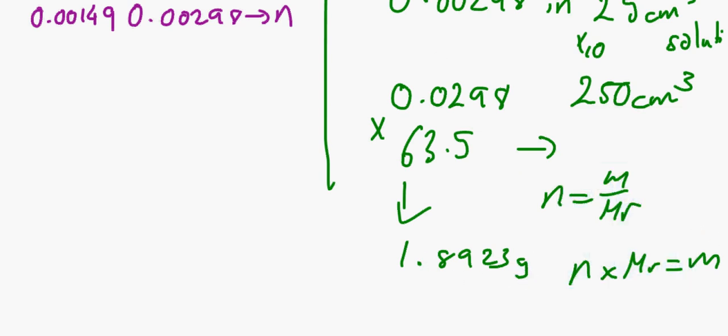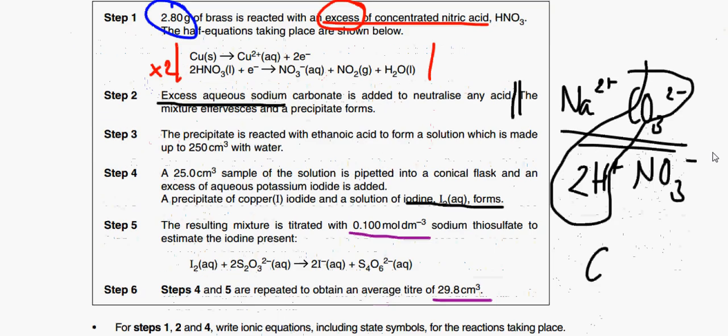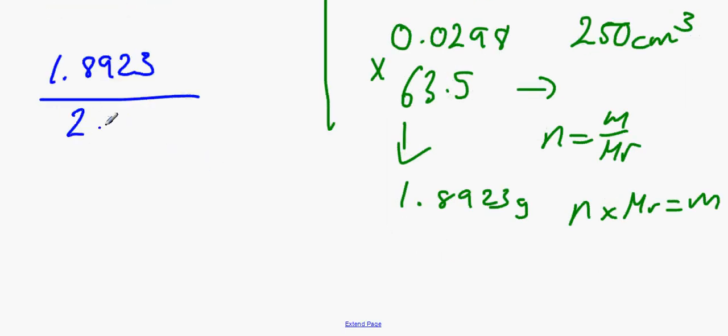It's asking us for percentage relative to the amount in brass. So all we've got to do is 1.8923 divided by whatever it says at the top, which is 2.8. And don't forget to times it by 100 as well because it's percentage. And that answer is 67.56. But seeing as it asks us for 1 decimal place, it will be 67.6%. And that is it for this question.